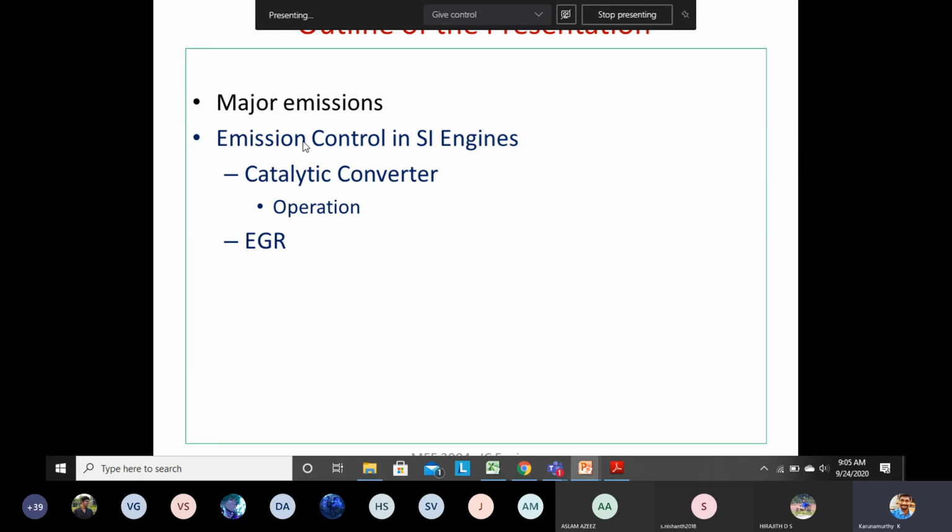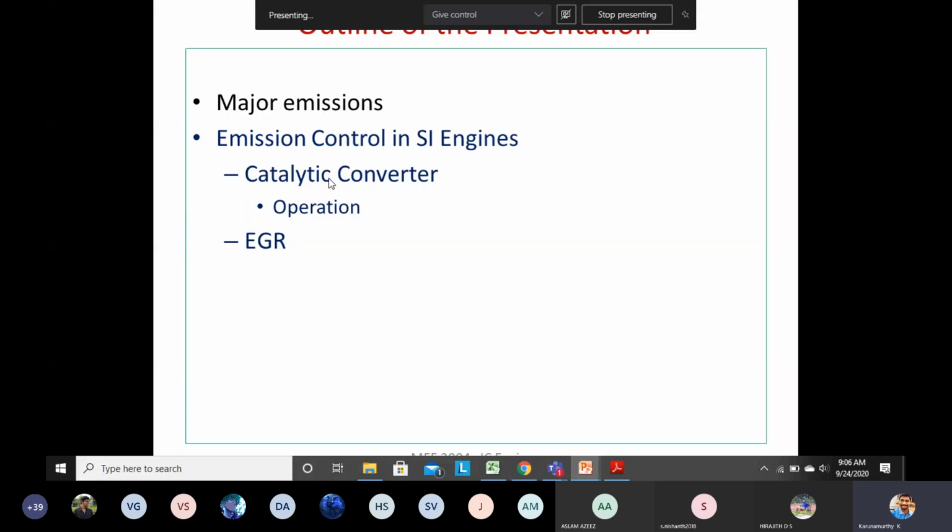The main mechanism or the device that is used to control the emission from the SI engine is the catalytic converter, right? And followed by that, we also have a method to reduce the presence of NOx in the engine exhaust. That can be done using exhaust gas recirculation, right? Using exhaust gas recirculation, we can control the NOx emission. Okay, only NOx you can control here.